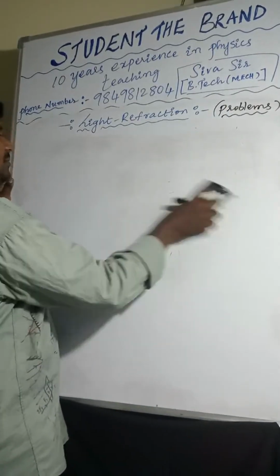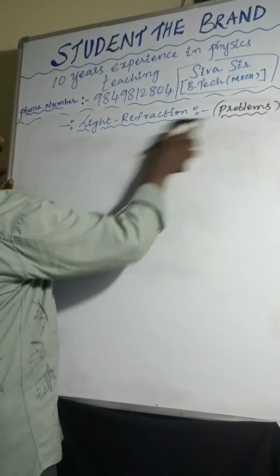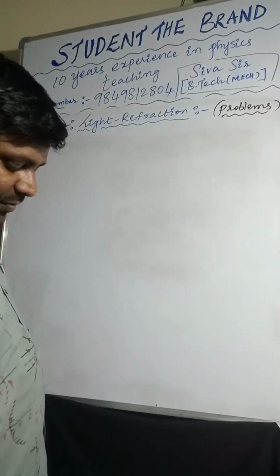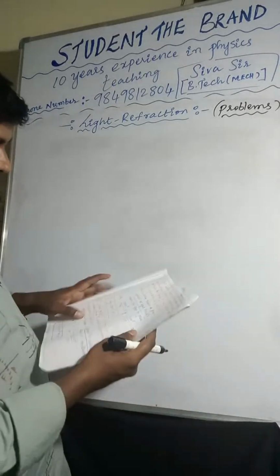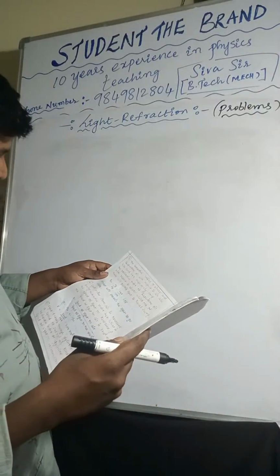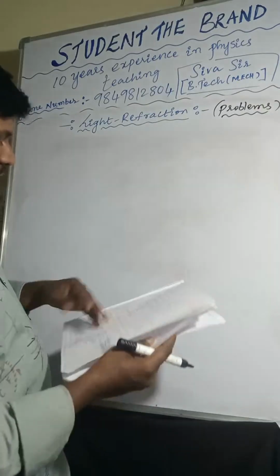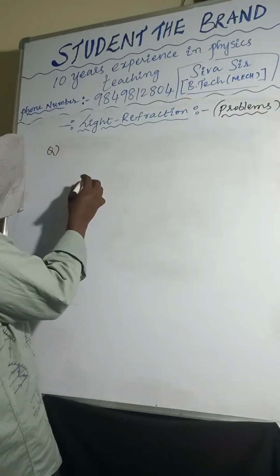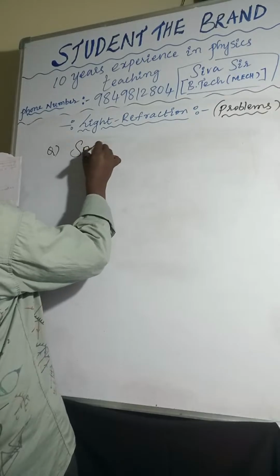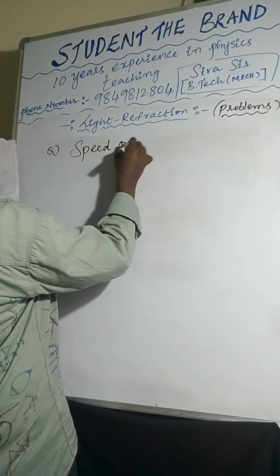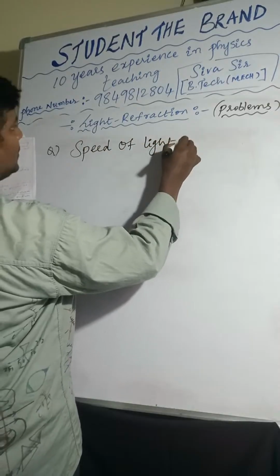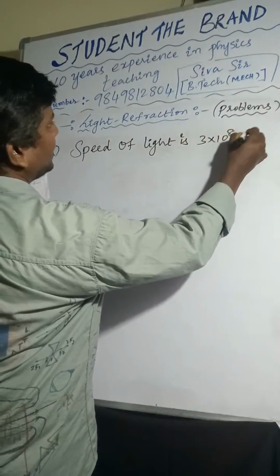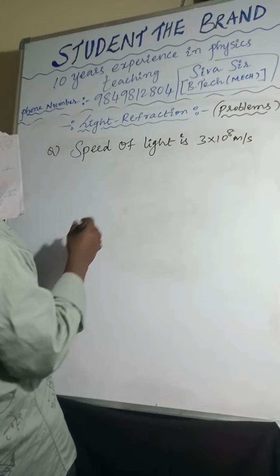I'll write the question, so just try to solve it. If you are able to solve it, you can try it; otherwise, anyway, I will explain. This question is easy, but still we can solve it. The speed of light is 3 into 10 power 8 meter per second in vacuum.